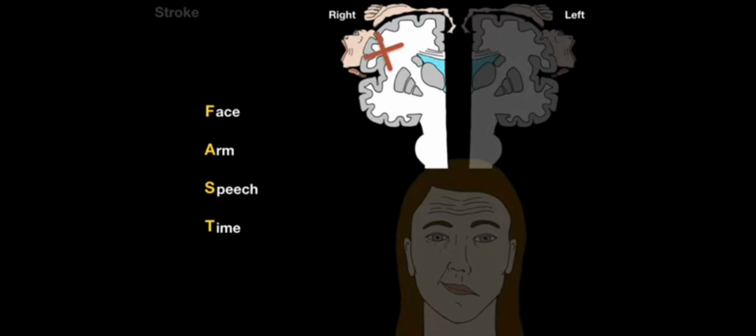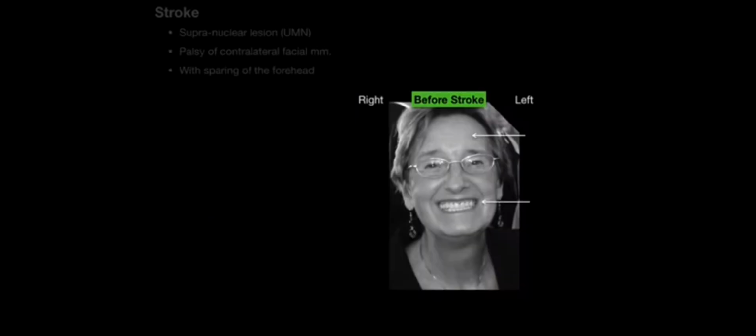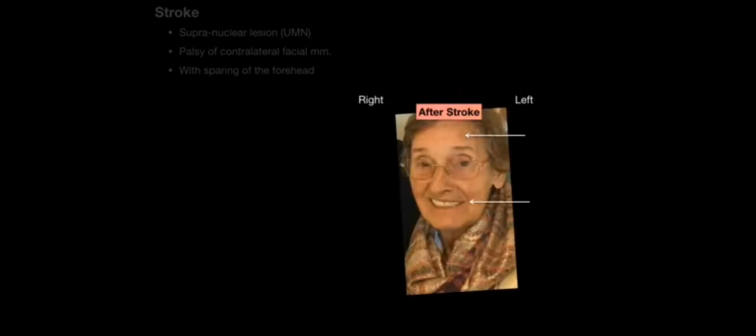Call emergency services, call 911, and or take them immediately to the hospital to be able to get treatment. The faster the treatment, the better chance they have of regaining facial movement, arm movement, and so forth. So here we see a patient before a stroke. Notice that the upper forehead is wrinkling and the smile is very symmetrical. Now after stroke, notice that there's sparing of the forehead, but there's paralysis of the lower face, a crooked smile, which means that the stroke happened on the right side.